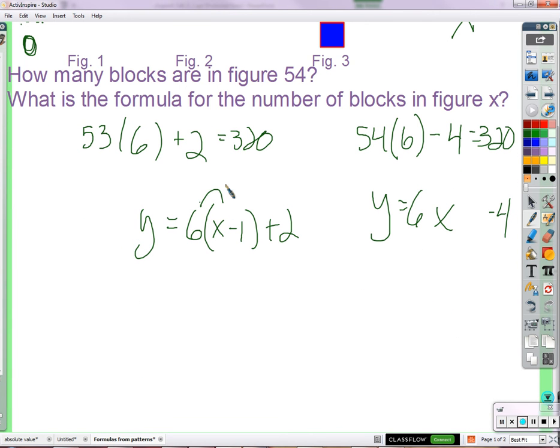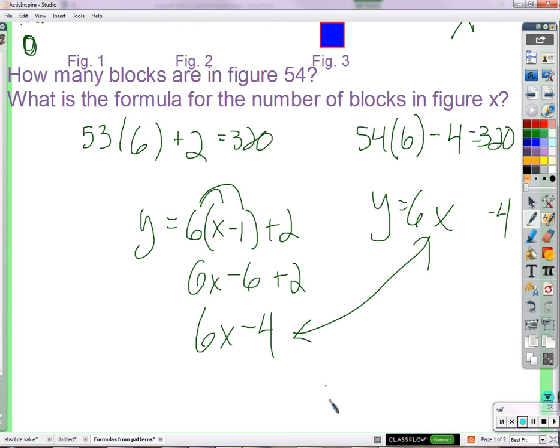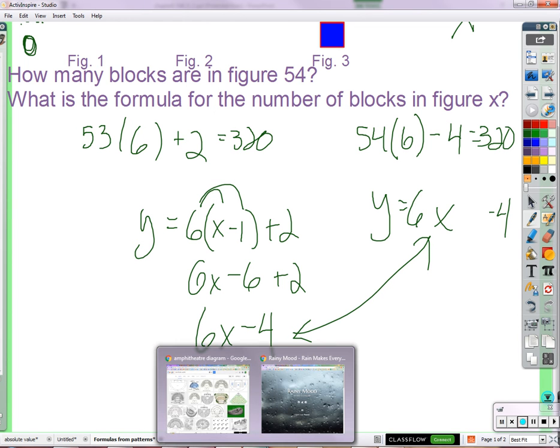If we were to distribute this 6 and get 6x minus 6 plus 2, and add the negative 6 into 2, we get 6x minus 4, and they match up. Just proving that they do the same thing. Whether I use this formula, plug it in, subtract 1, multiply by 6, and add 2, or just plug the number in there for x, multiply by 6, and subtract 4, it's the same number.